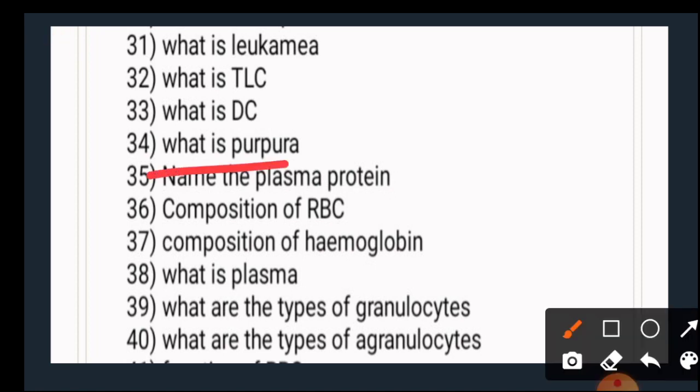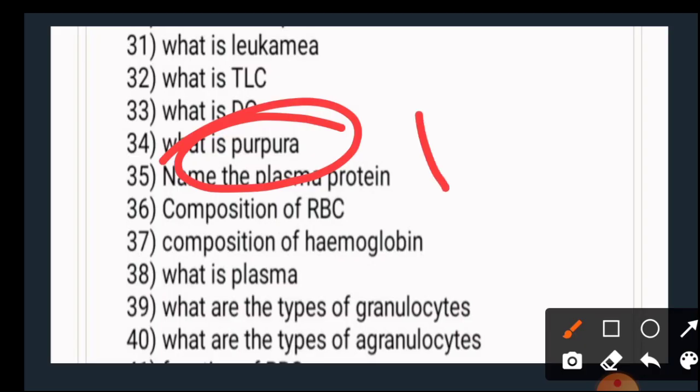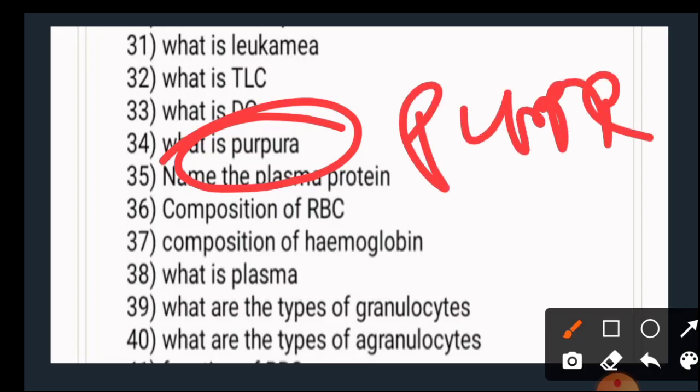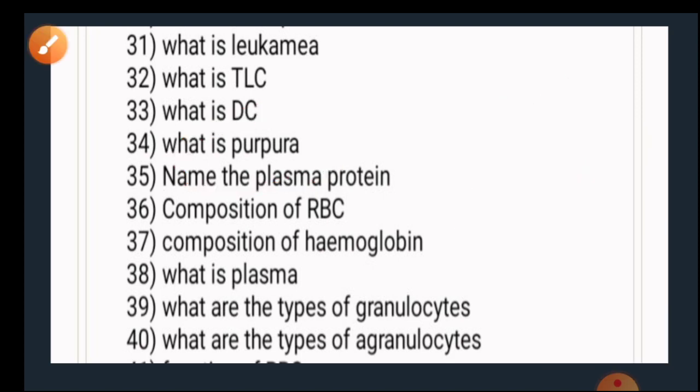Next, what is purpura? Purpura means internal clotting on the mucous membrane and skin, and that is purpura, because it creates purple patches of clotting in the mucous membrane and skin.